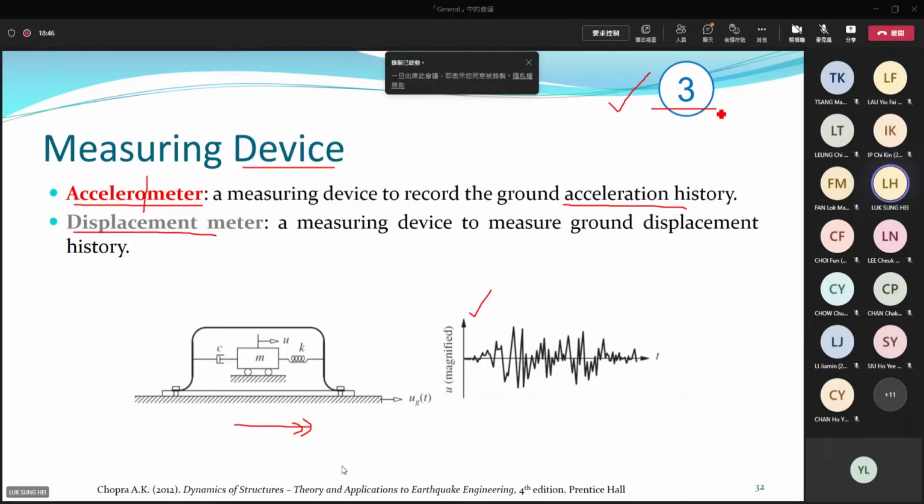There are two devices right here, accelerometer and displacement meter. In this module, we basically focus on the first one. You know, in the examination, sometimes I may give you some essay type question, not necessarily all calculation. I may ask you, hey, what is the mechanism of accelerometer? Then maybe this part may help you to answer that kind of essay type question, if any.